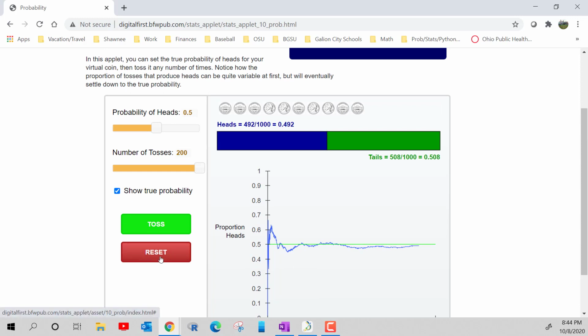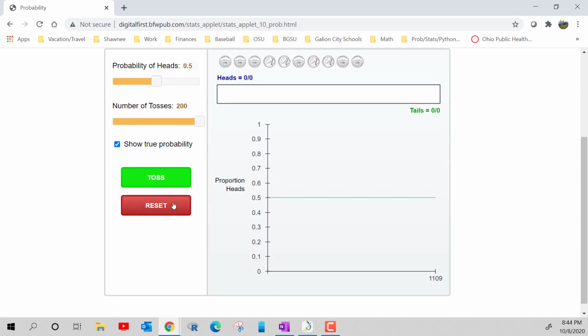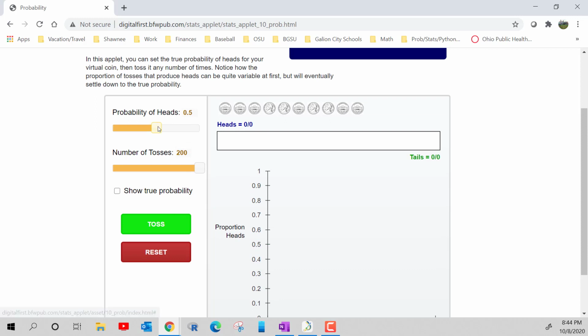And to illustrate that as well, if I hit reset, something I can do is change the probability of heads, let's say to 0.75. So in other words, I have a coin where I get heads more often than tails, right? So maybe there's some kind of weight there, where the true probability is, if I flip a coin 4 times, I would expect about 3 of them to be heads and 1 to be a tail. So I can click show the true probability. That's going to show up at 0.75, right? And then I can hit toss.